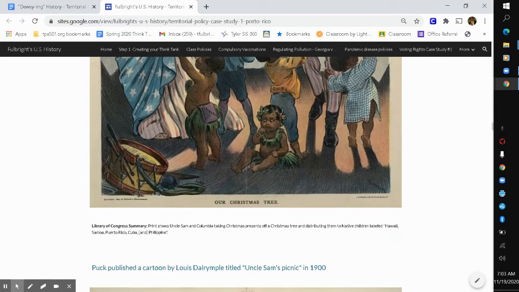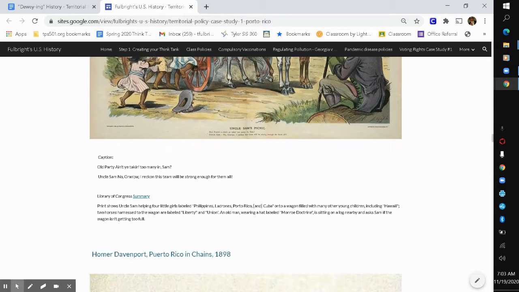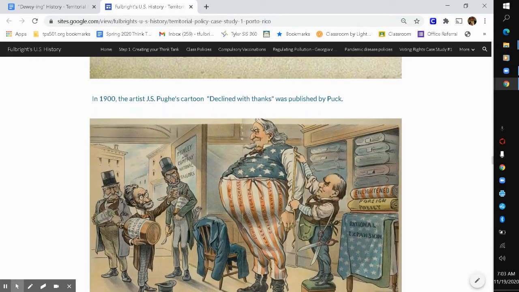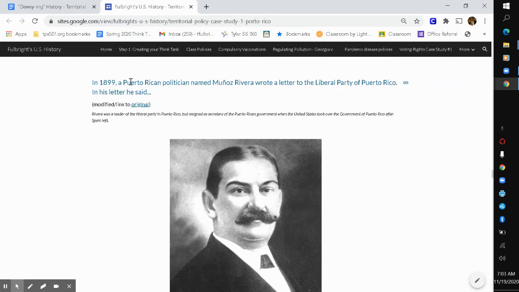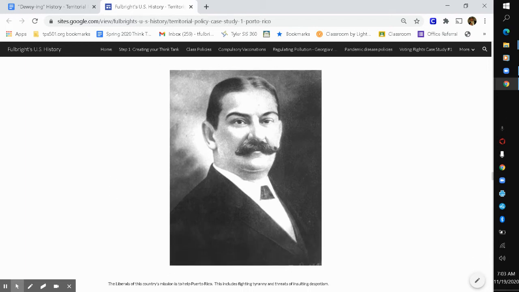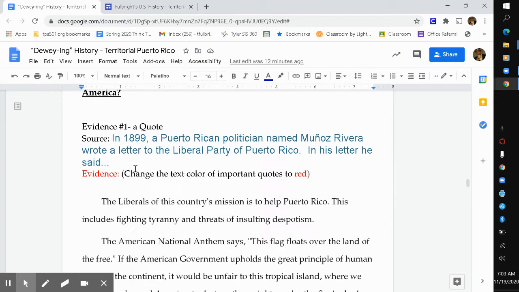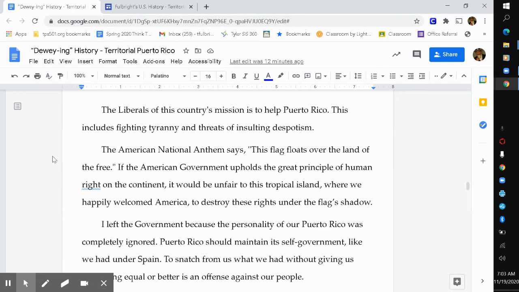So if some people believe Puerto Rico should not be treated the same because they're not ready for it and they have other things they need to worry about, we need to find out why some people think they should not be treated differently. We're going to read a letter from a Puerto Rican politician named Muñoz Rivera. He had been a politician in Puerto Rico when Spain was in charge, but then he left the government when the United States took over. He's going to explain why. When we read the text, highlight points he makes that sound like good reasons why Puerto Rico should be treated the same.